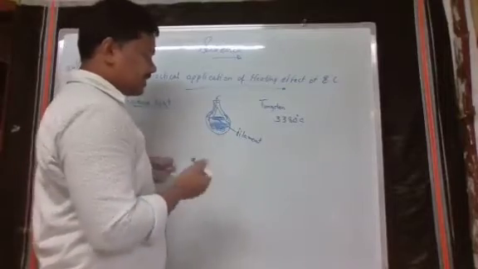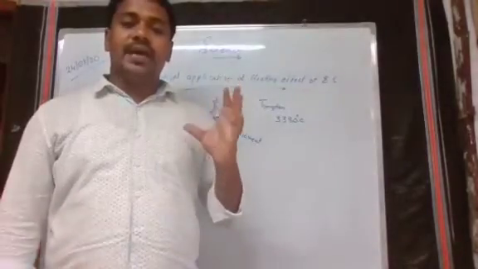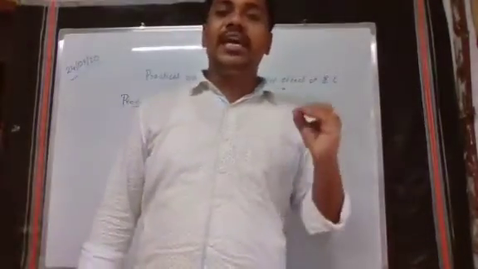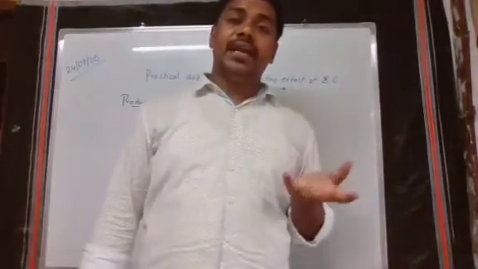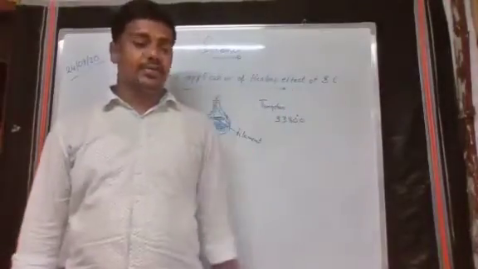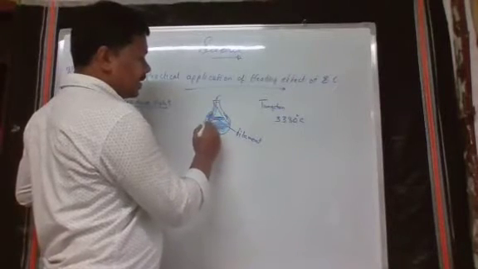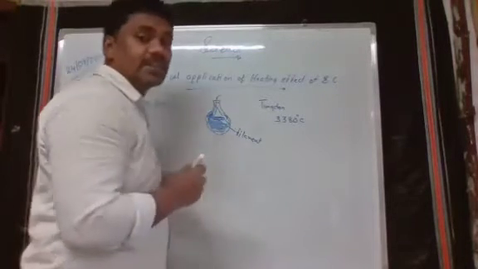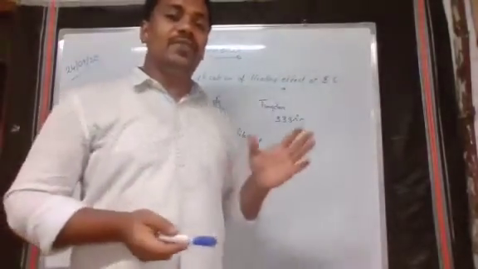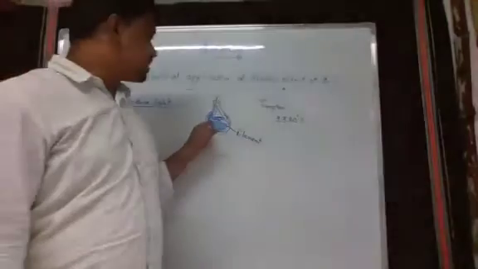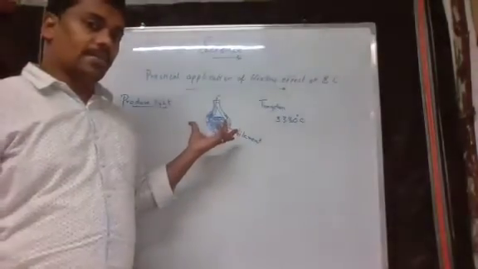Then what about the area, the empty space inside the bulb, which I am just drawing with blue? They are filled with chemically inactive gases like nitrogen and argon. Inside the bulb, that portion will be filled with nitrogen and argon, which are chemically inactive. The inactive gases are filled for the long life of the filament.